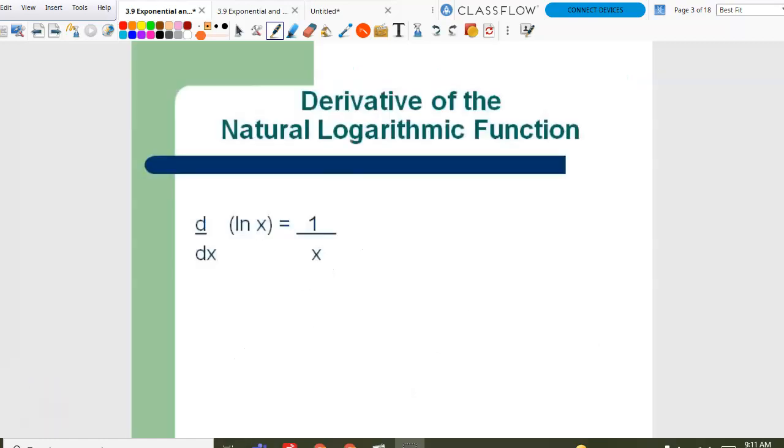Derivative of ln x is 1 over x. So, in regards to that, how in the world are we going to do example 1?